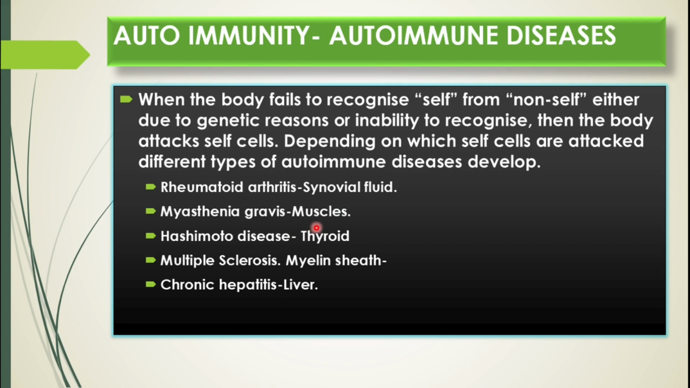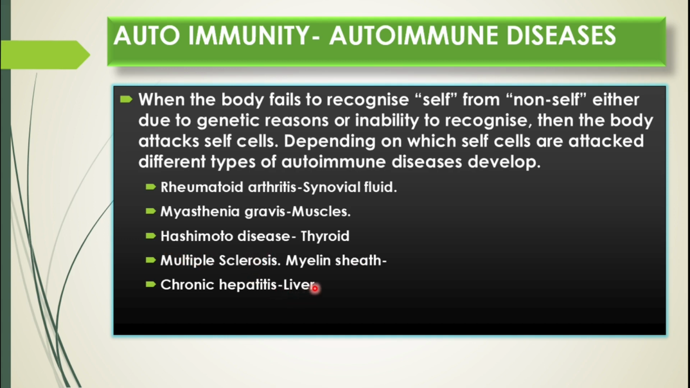Sometimes our body fails to recognize our own thyroid cells, and that causes degeneration of the thyroid cells. The resulting disease is known as Hashimoto disease. When the myelin sheath in our body is not recognized, it leads to multiple sclerosis. I am sure you would remember myelin sheaths are insulating sheaths found in our neurons. And when the myelin sheaths of the neurons are destroyed, it leads to multiple sclerosis.